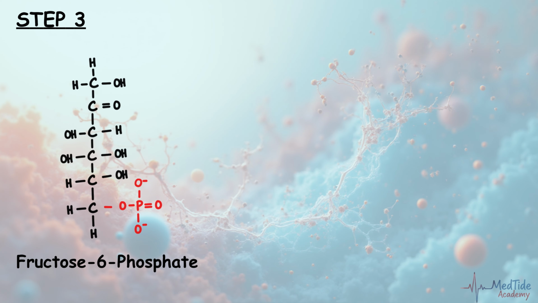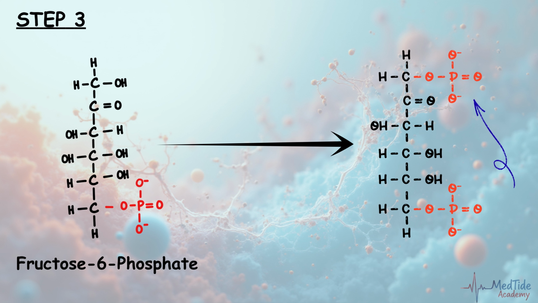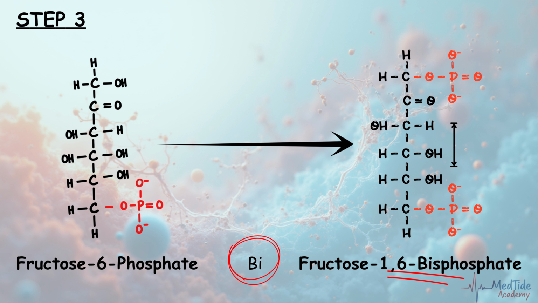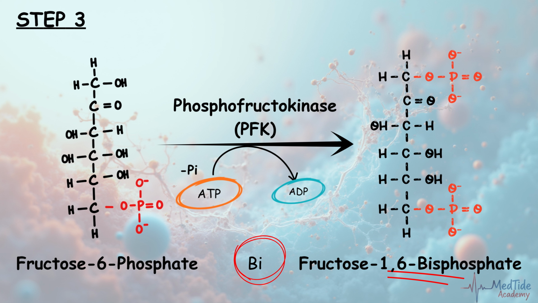In step 3, fructose 6-phosphate gets further phosphorylated by the addition of another phosphate group to its first carbon atom, forming fructose 1,6-bisphosphate. Bi means that there are 2 phosphate groups in the compound, but bis is used here because the phosphate groups in this compound are far apart. This reaction is catalyzed by the enzyme phosphofructokinase, PFK for short. And as usual, the phosphate group added to fructose 6-phosphate is derived from another molecule of ATP, which then gets converted to ADP. Step 3 is also an irreversible reaction.